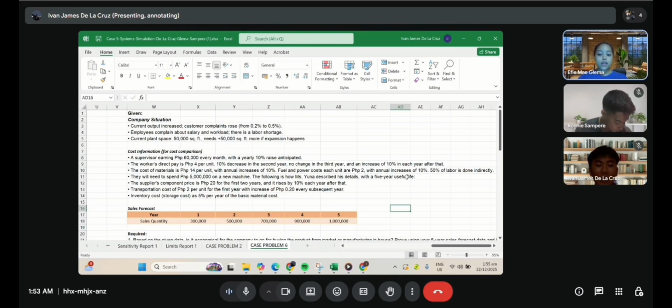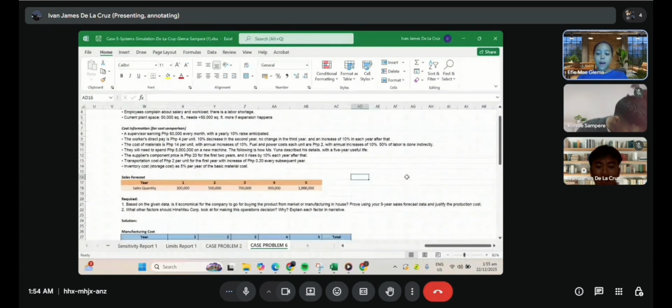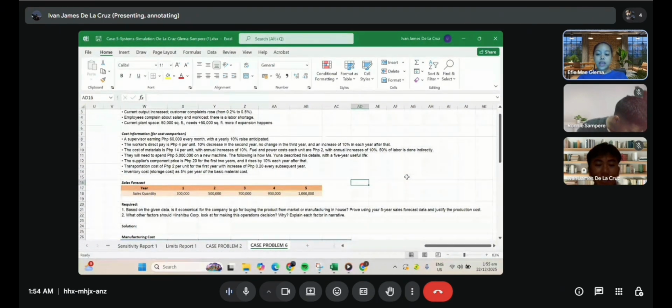So here is the sales forecast for the 5 years. For the required, we have 2 questions. The first one is, based on the given data, is it economical for the company to go for buying the product from market or manufacturing in-house? Prove using 5-year sales forecast data and justify the production cost. Second, what other factors should Hinshitsu Corporation look at for making this operations decision? Why? And explain each factor in narrative.